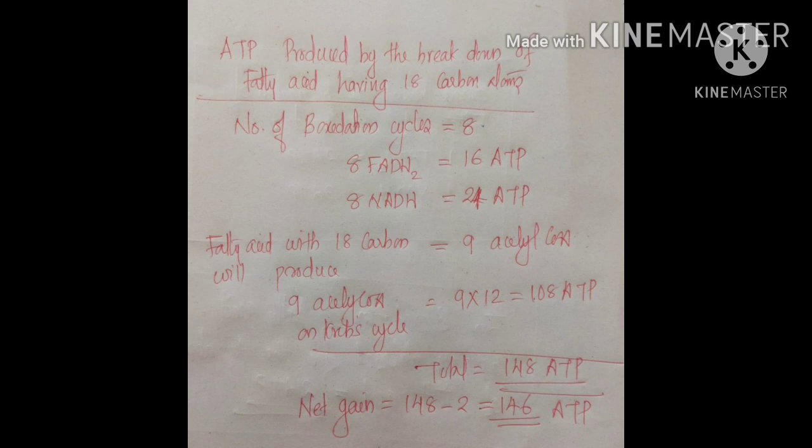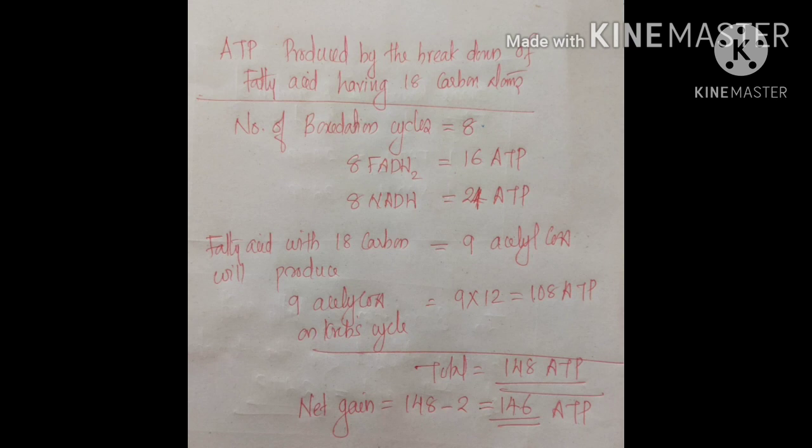Okay, 8 FADH2 is equal to 16 ATP, 8 NADH is equal to 24 ATP, because 1 FADH2 is equal to 2 ATP and 1 NADH is equal to 3 ATP. Then the fatty acid with 18 carbon atoms will produce how many acetyl-CoA at last? It will produce 9 acetyl-CoA, and each and every acetyl-CoA will enter into the Krebs cycle.